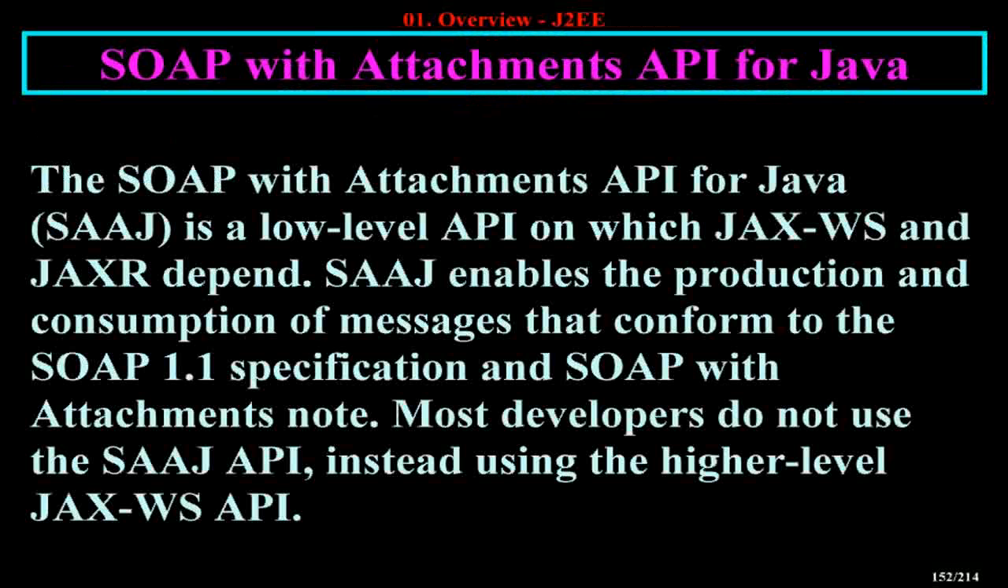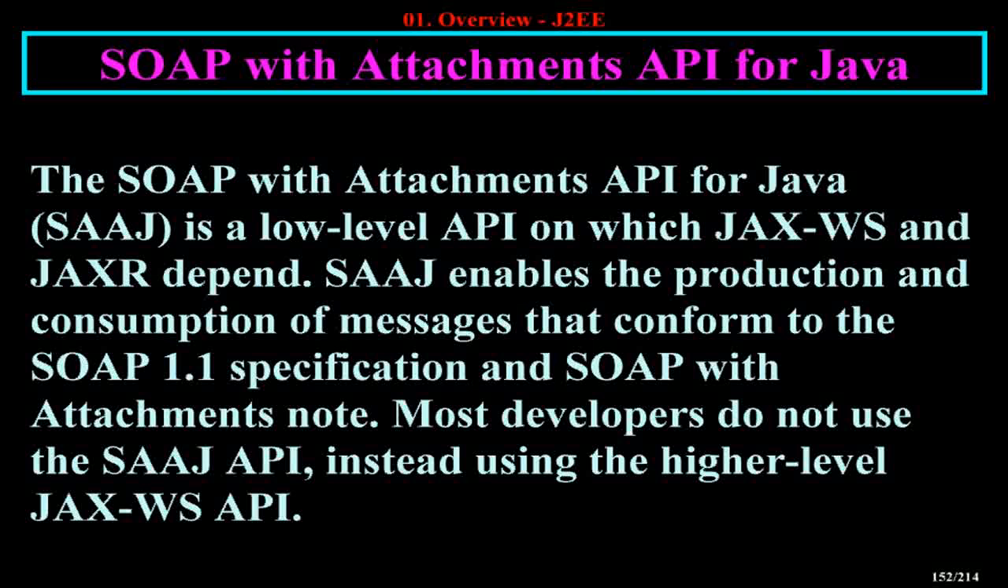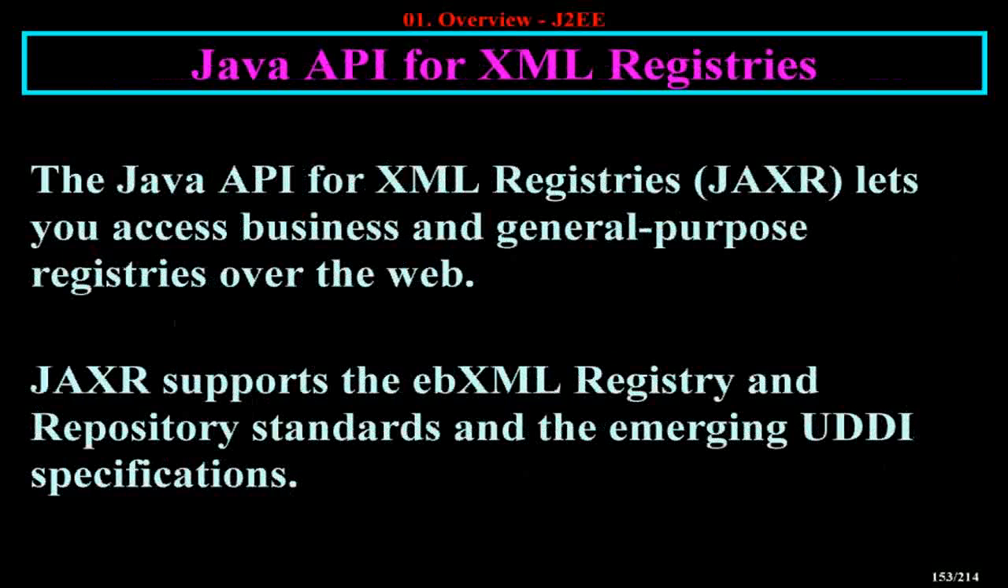SOAP with Attachments API for Java. The SOAP with Attachments API for Java SAAJ is a low-level API on which JAX-WS and JAXR depend. SAAJ enables the production and consumption of messages that conform to the SOAP 1.1 specification and SOAP with Attachments note. Most developers do not use SAAJ directly, instead using the higher-level JAX-WS.